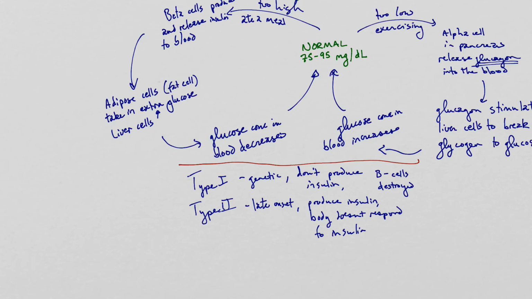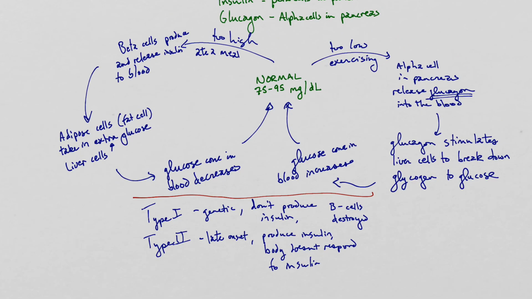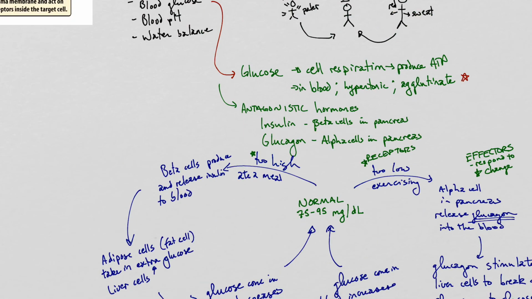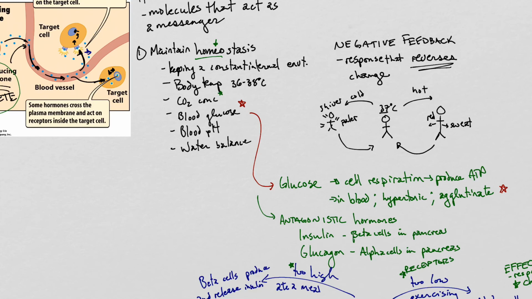Let's throw a couple of vocab words up here. These cells here that respond to the change are called effectors, because they are the ones doing the response to the change. So they are the effect to the cause. But your body also has to detect these things. And so there are cells that detect when your blood sugar is too low or too high. And these cells are called receptors. And your body has lots of receptors all over the place. Your body has cells that can detect carbon dioxide concentration and your temperature and your blood pH and your water balance.